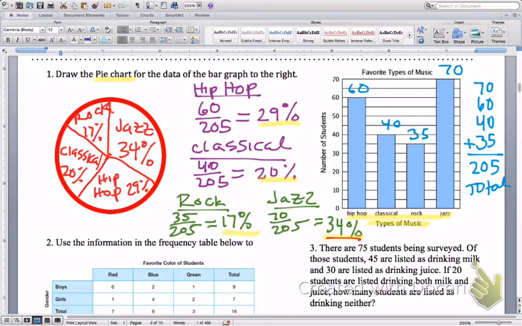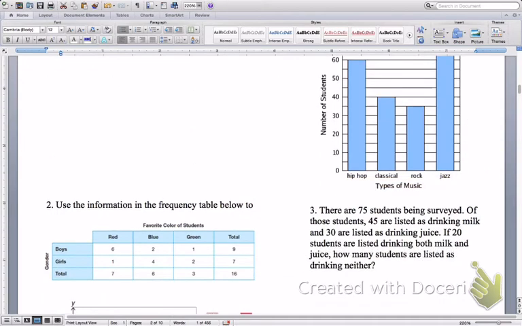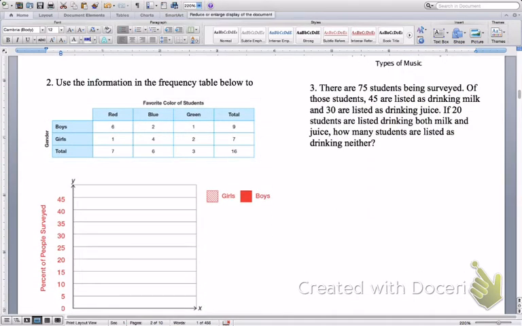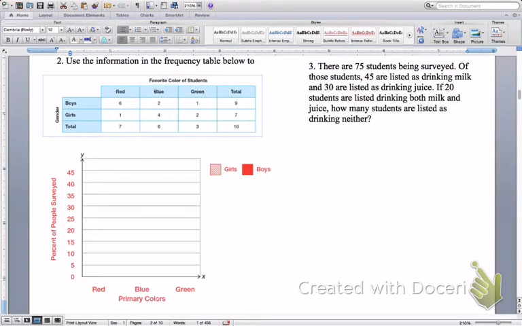All right, let's go ahead and move on to numbers 2 and 3. Make this a little bit smaller. Let's use the information in the frequency table to make our bar graph. The directions are going to cut off on the paper, so let's go ahead and look at our information. We have 2 categories. We have favorite color, and we have the gender of the person choosing the favorite color. So we're going to have 2 bars per color, so it's going to be a double bar graph.